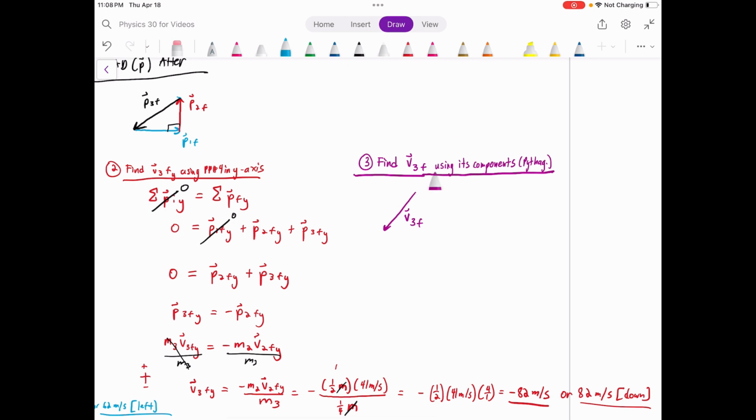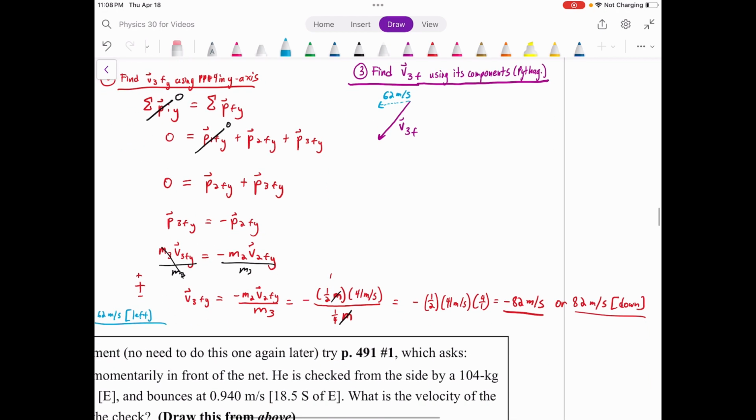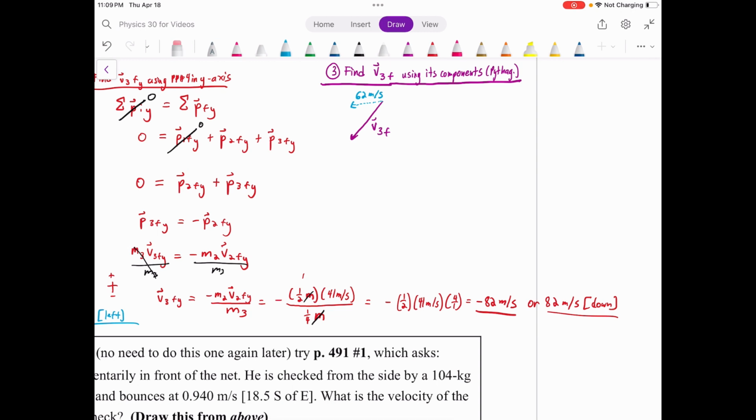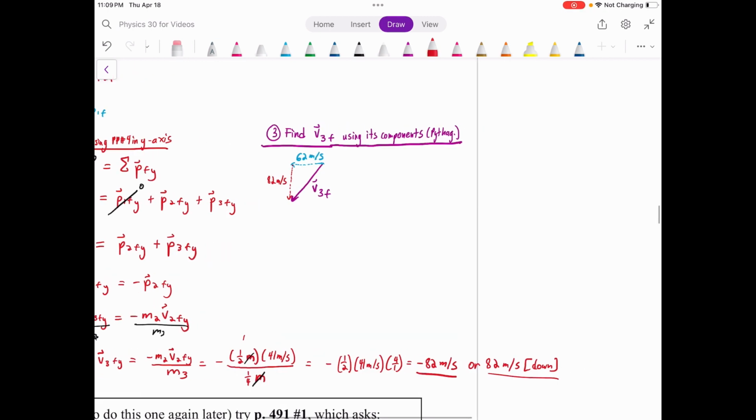So if something's going downy lefty like this, we know how fast it's going left is 62 meters per second, and how fast it's going down is 82 meters per second, right? So its y component, this part, is 82 meters per second. Okay, that's not a very straight x component. Sorry, I'll just fix that. There we go, that's a bit better, okay? And by definition, the x and y axis make right angles with each other, so we have a 90-degree triangle. So we can use Pythagorean theorem to get the magnitude of V3 final, right?